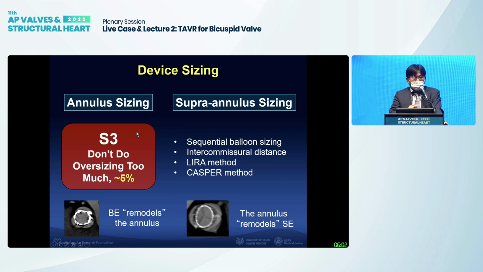So in our center, you could observe in our second live demonstration 1 hour before, with balloon expandable SAPIEN 3, even though the valve was bicuspid, we didn't consider the supraannular structure. Just based on the annular area, we decided the balloon expandable device size. But the important thing is don't do oversizing. Less than 5% would be safe. But supraannular sizing may be applied to the self-expandable device. There are lots of algorithms, but we need more evaluation.